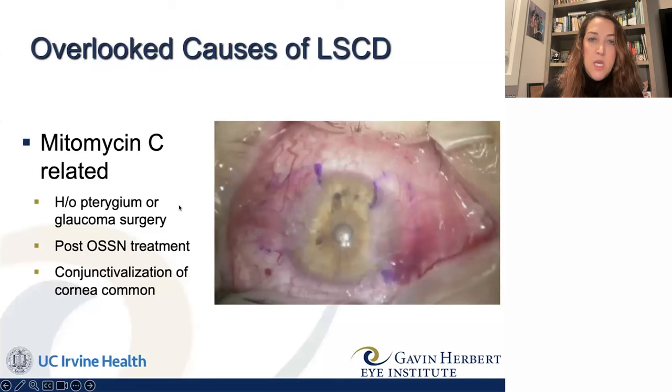Mitomycin-related disease is another cause of overlooked limbal stem cell deficiency. We use mitomycin C for various surgical procedures on the eye, including glaucoma surgeries and pterygium surgeries. This picture is a patient who had PRK done in one eye only, and mitomycin was used during their PRK procedure.